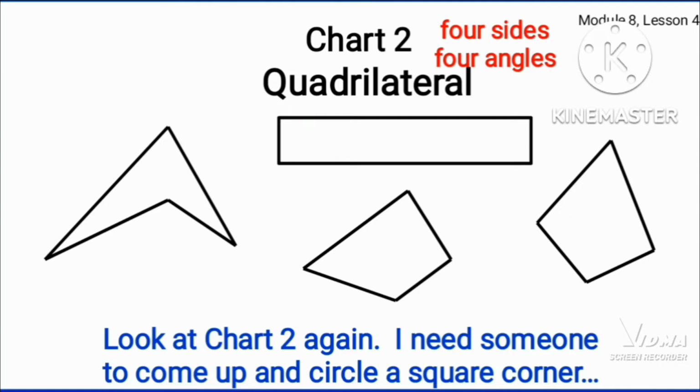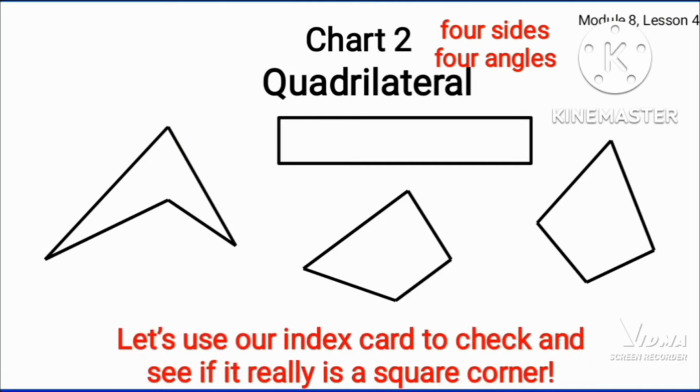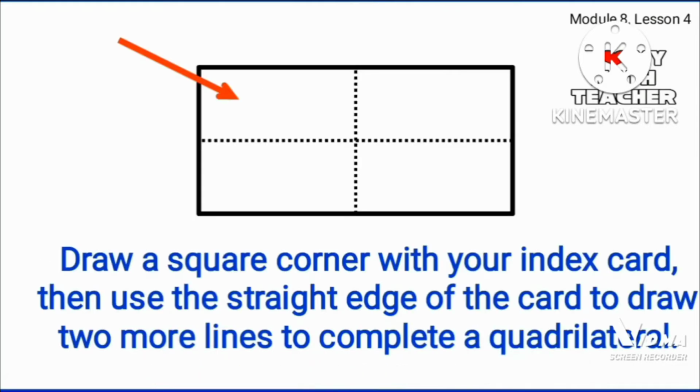Look at my chart again. Can you pick out the one that has square corners? The one on top at the center, just under the quadrilateral, has 4 square corners. Now in your paper that you folded, you can open it now. It now looks like what you're seeing on the screen.